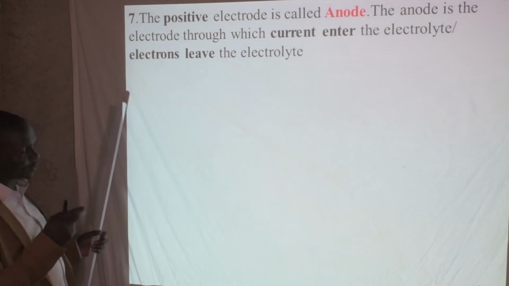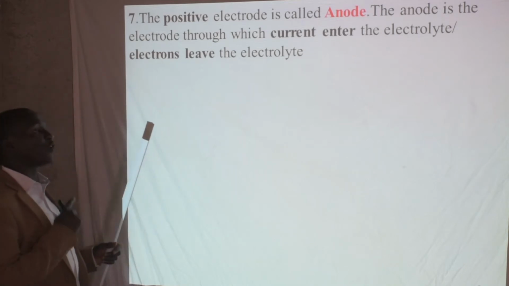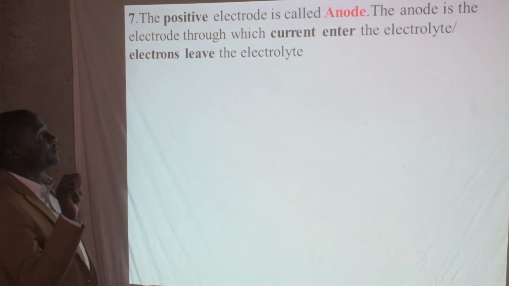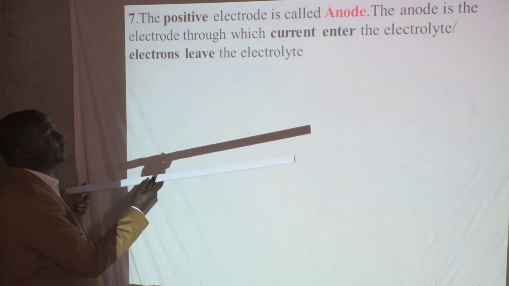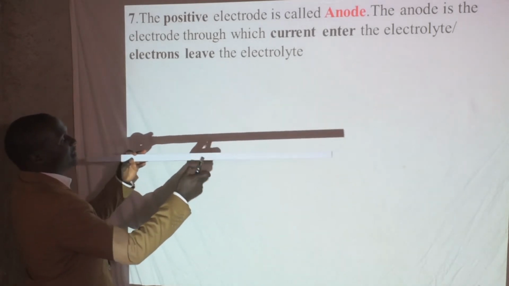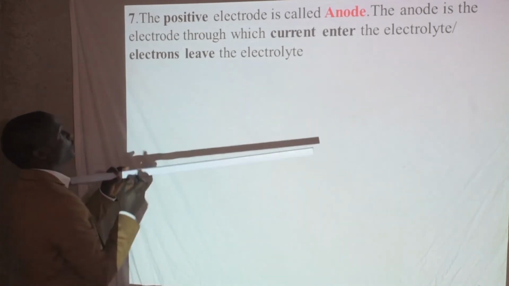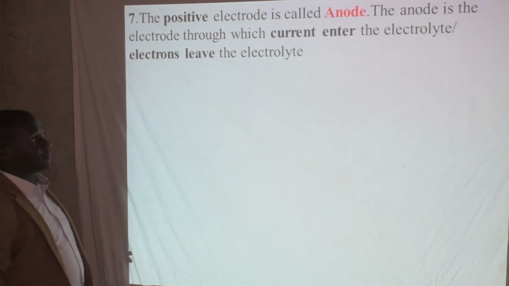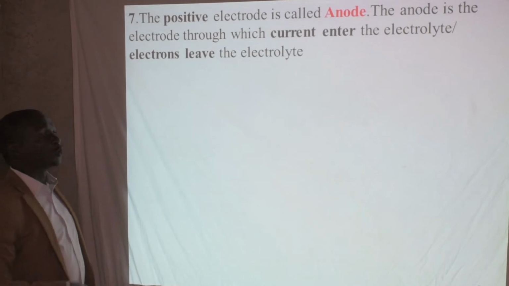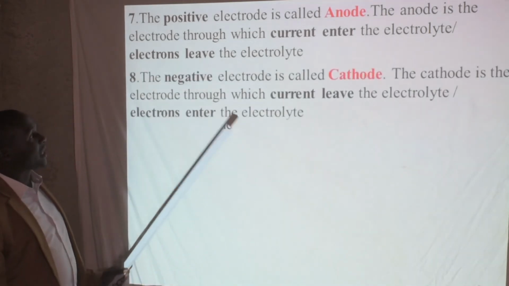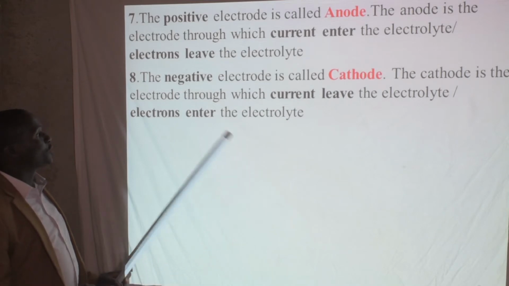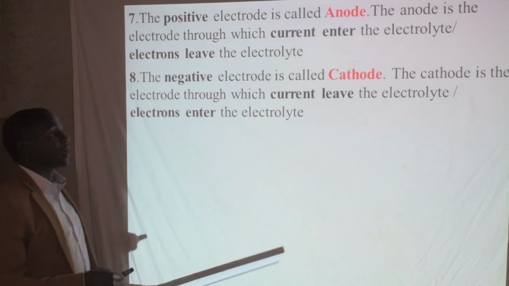Remember, we have current and then we have electrons. If electrons are flowing in one direction, the current will flow in the opposite direction. So in physics, if electrons are flowing in this direction, then the current flows in the opposite direction. Therefore, if the current enters, that means electrons are leaving. So the anode is where electrons leave. The negative electrode is called the cathode, an electrode through which the current leaves the electrolyte and electrons enter the electrolyte. It is where electrons are flowing to.